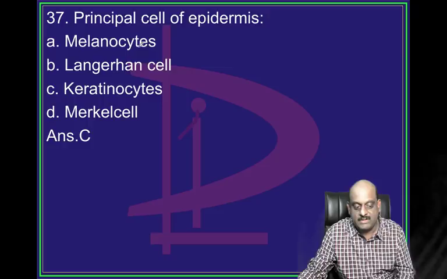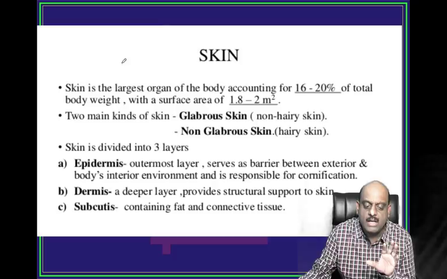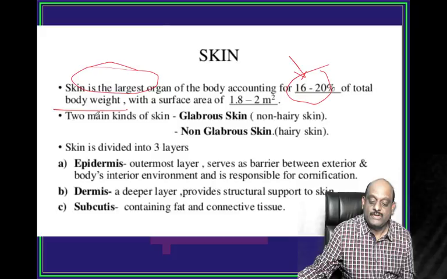So skin is the largest organ of the body, 16 to 20% of the total body weight. Glabrous skin is non-hairy, non-glabrous is hairy. There is epidermis, dermis, subcutis. Epidermis is the outermost layer and serves as a barrier. Dermis is a deeper layer and provides structural support. Subcutaneous has fat and connective tissue.